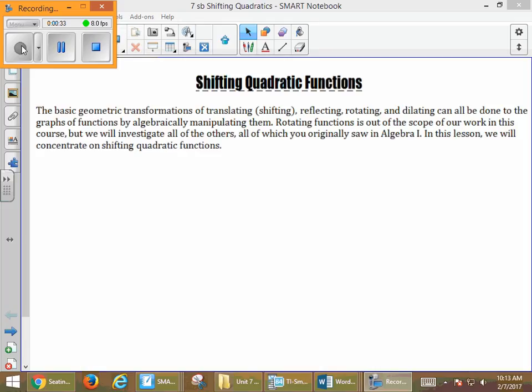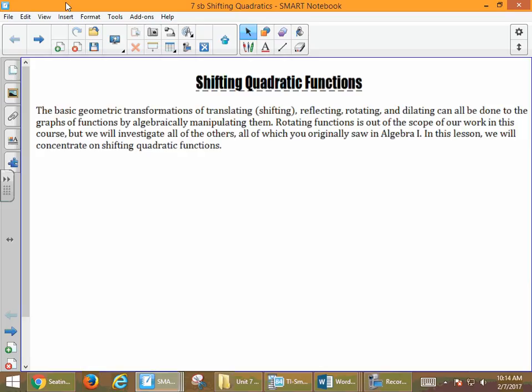If you remember back in geometry, we learned some different transformations we could do to different shapes. So we could reflect them across the line. We could make them larger or smaller by dilating them. We could spin them and rotate them, and we can just shift them around. So we can actually do all these same things with quadratics and with different functions.